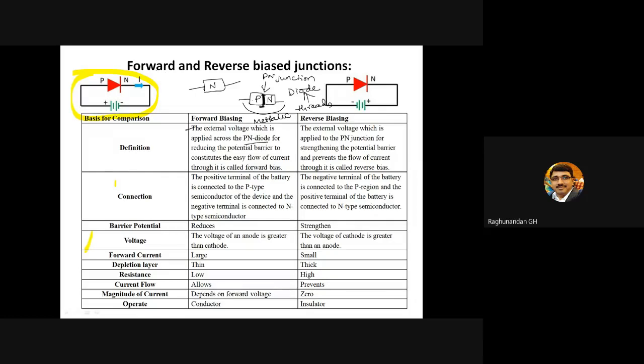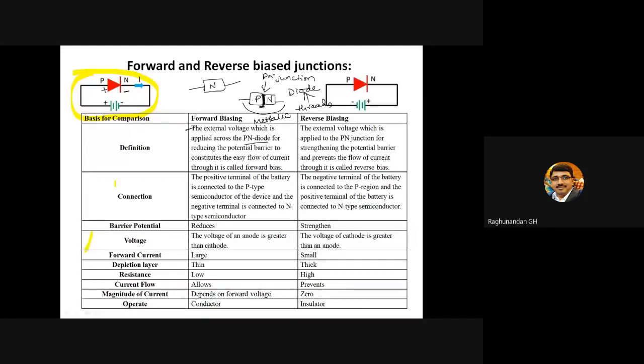The first thing is symbol. First thing is diagram you have to write. When P, this is anode, positive, this is cathode. So when positive is connected to the positive terminal of the battery and the cathode is connected to the negative terminal of the battery, we call it PN junction is forward biased or diode is forward biased. When a reverse connection is done, that is the positive terminal of the diode is connected to the negative terminal of the battery and the negative terminal of the diode, that is cathode, is connected to the positive terminal of the battery, then we call it reverse bias.